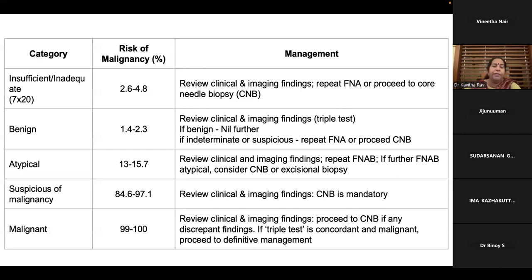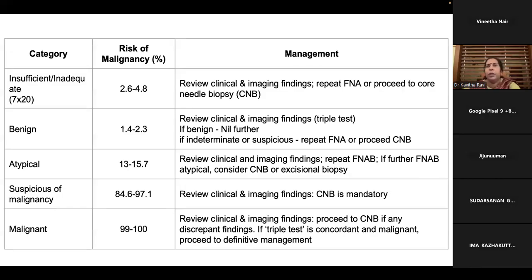And when we give that atypical, like the thyroid AUS, when we give atypical, that means something is problematic. It could be a malignancy as well. So in those cases, again, review the clinical and imaging findings, repeat the FNAB. If you again get atypical as the cytology report, consider a core needle biopsy or the excisional biopsy.